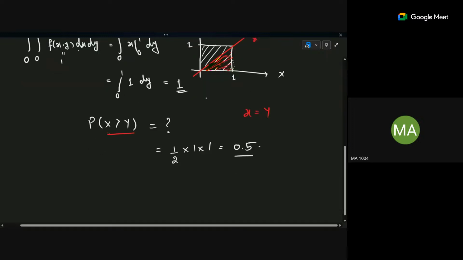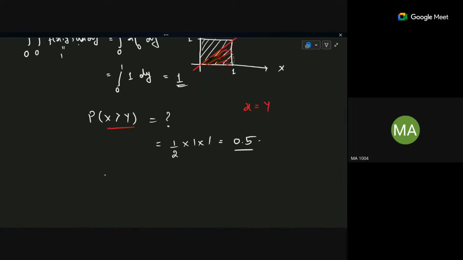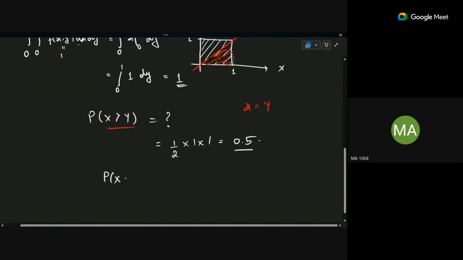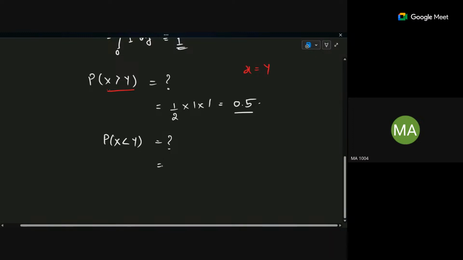Once you calculate the probability x greater than y, can you just tell me quickly what is the probability that x is less than y? 0.5, directly. How did we get it? It's nothing but 1 minus the probability x greater than y, that is equal to 0.5.